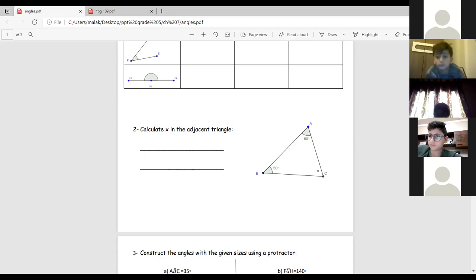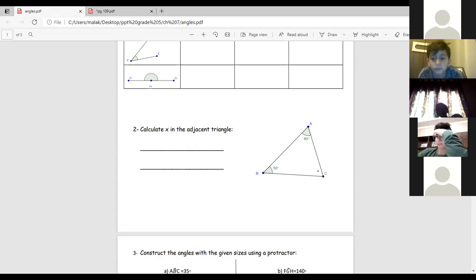We know that the sum of all angles in any triangle is 180. We know two angles, 30 and 60. 30 plus 60, how much? 90. How much do we need from 90 till 180? 90. So what is the measure of this angle? 90. I give you the question this way, and you want to find the missing angle.